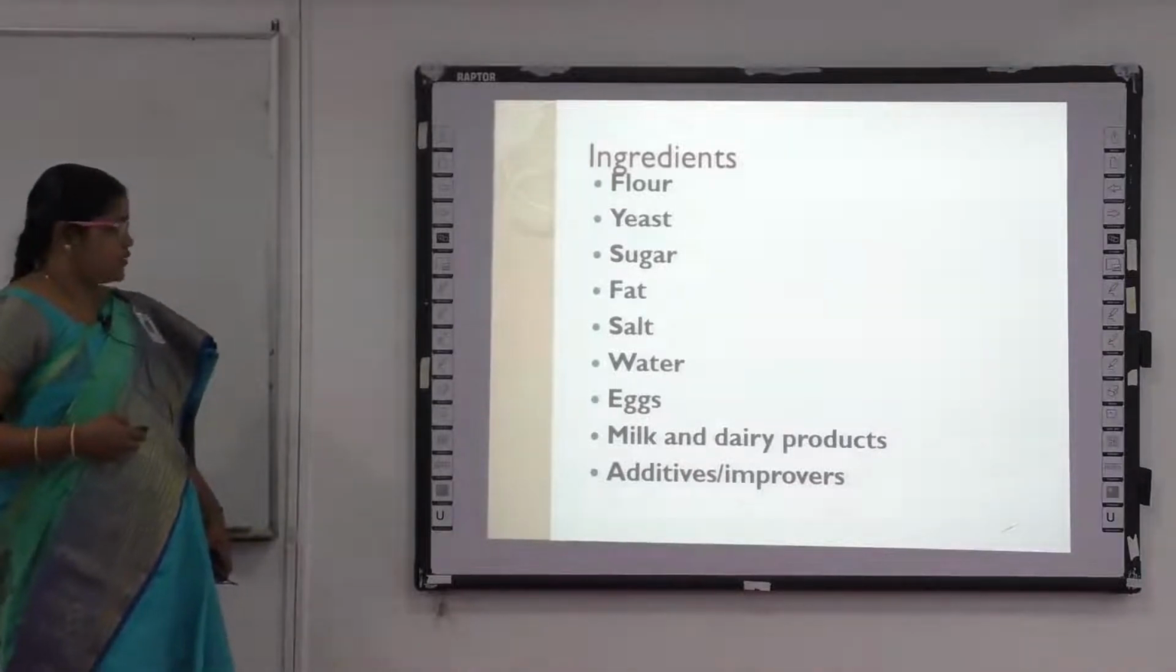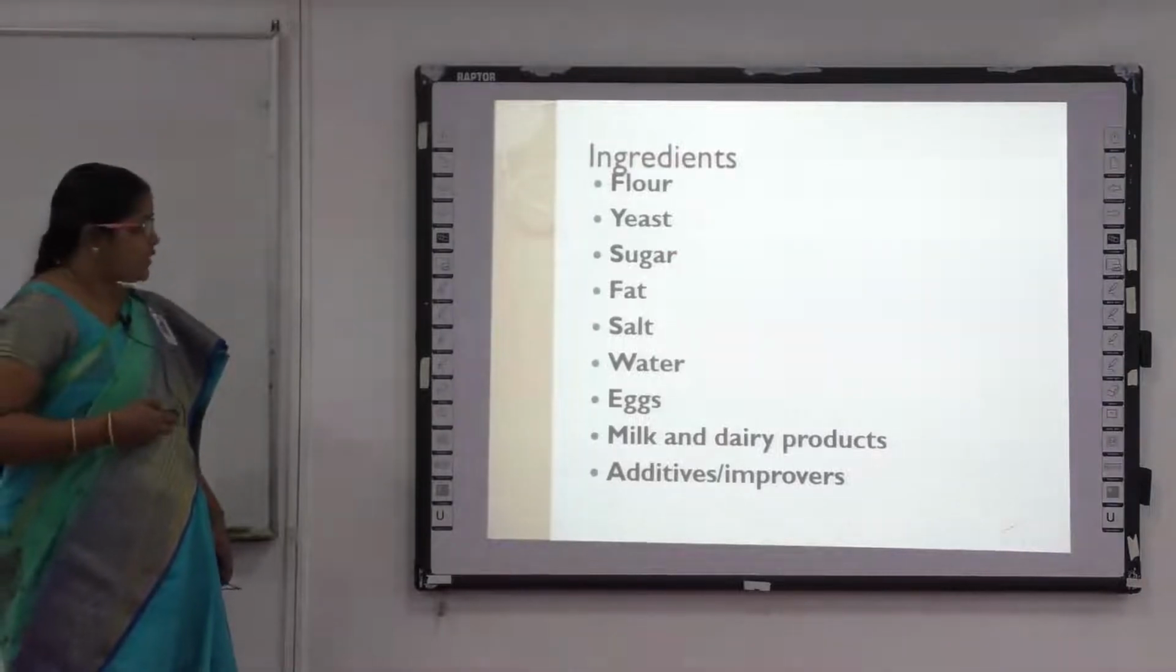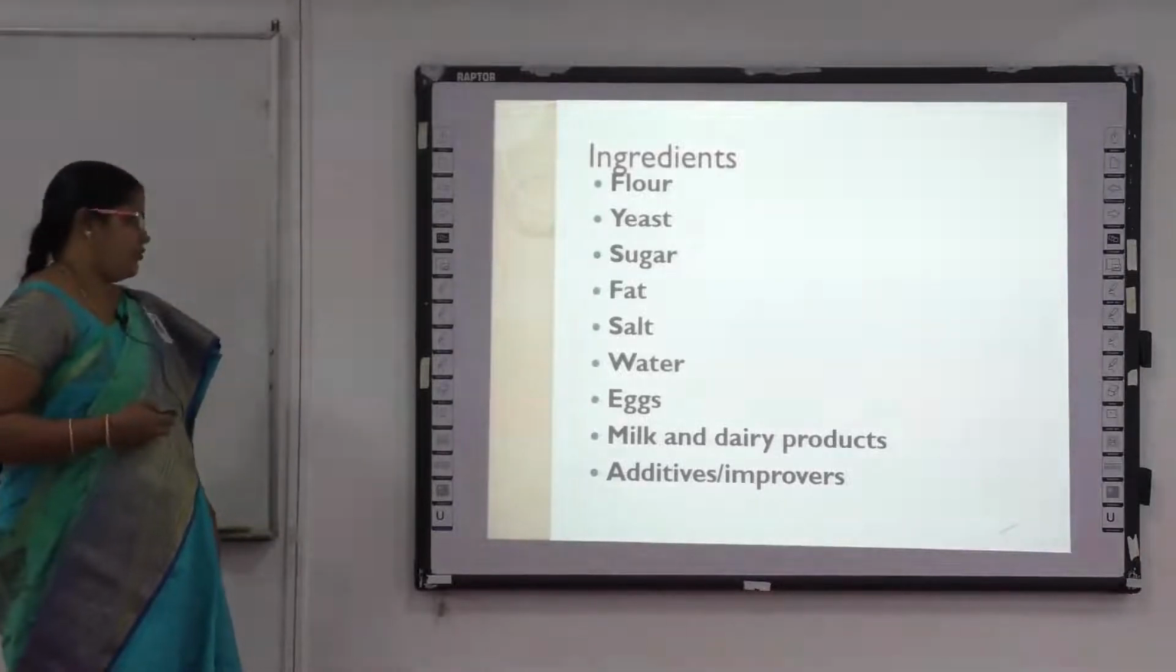Next to flour and yeast, the next ingredient is sugar. Sugar is used in minimal quantity, which will also act as a food for yeast, in turn influencing the flavor and the color of bread.